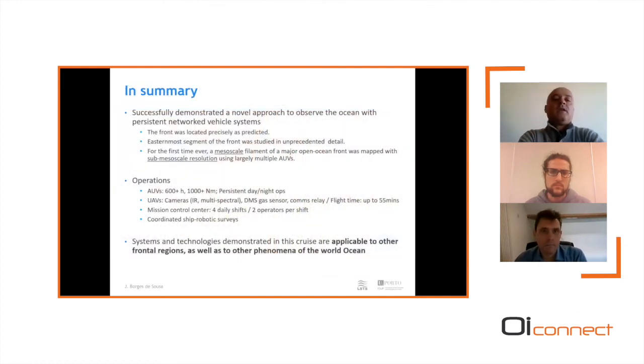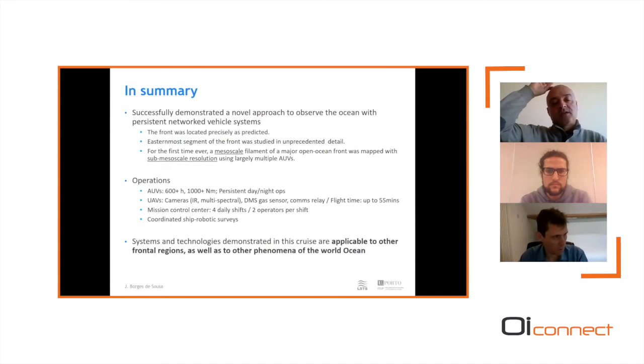So in summary, we successfully demonstrated a novel approach to observe the ocean with persistent network ecosystems. The front was located precisely as predicted. The easternmost segment of the front was studied in unprecedented detail. And for the first time ever, a mesoscale filament of a major open ocean front was mapped with sub-mesoscale resolution using largely multiple AUVs. The AUVs did over 600 hours, over 1,000 nautical miles.